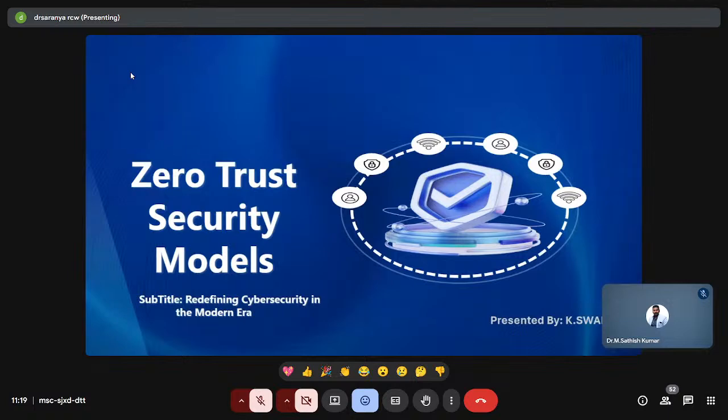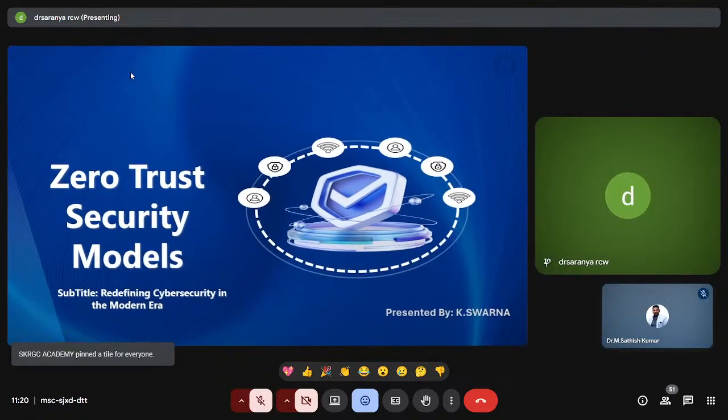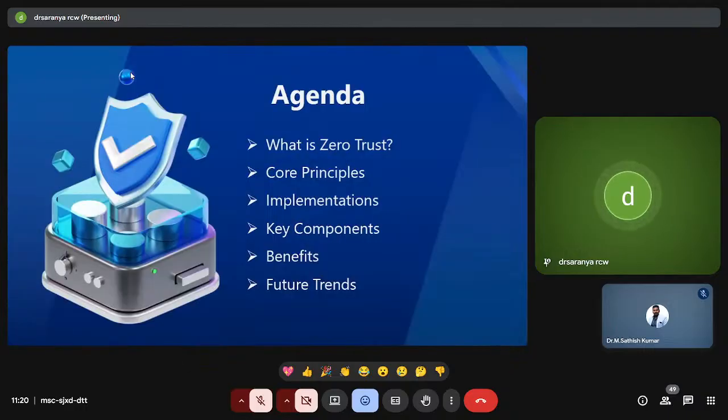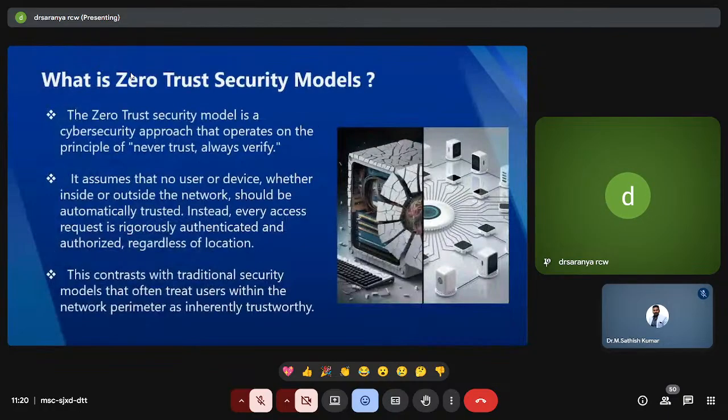Now, I'm going to talk about the topic of the Zero Trust Security Model, which is a subtitle of Redefining Cyber Security in the Modern Era. This project is mainly focused on implementing a security framework based on the principle of never trust, always verify. The Zero Trust Security Model is a modern approach to cyber security that assumes no user or device should be trusted automatically. I am repeating again, never trust, always verify. It means that every person, device, and network trying to access a system must be verified.